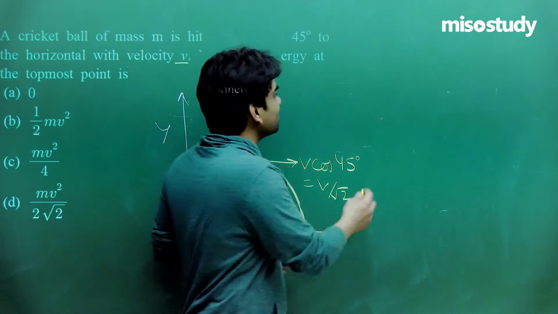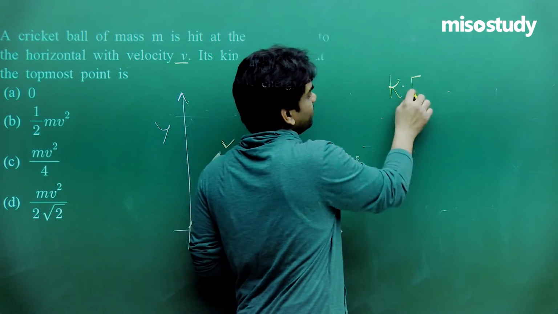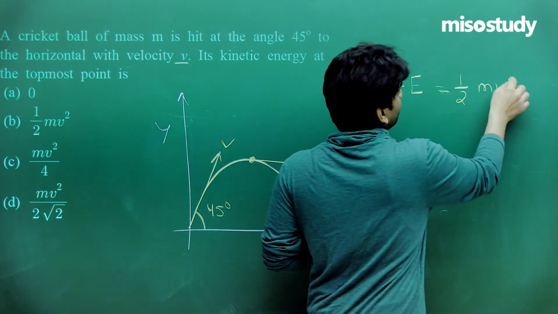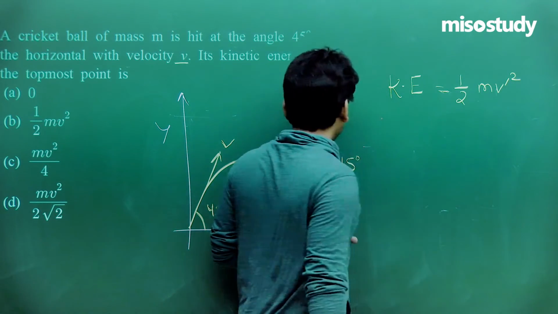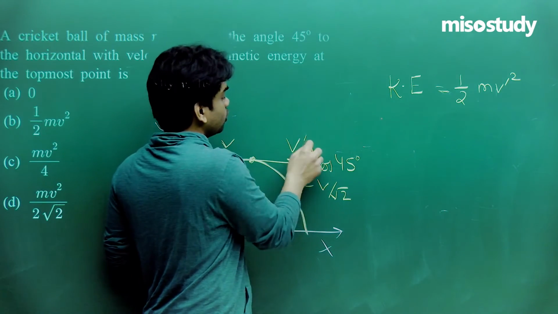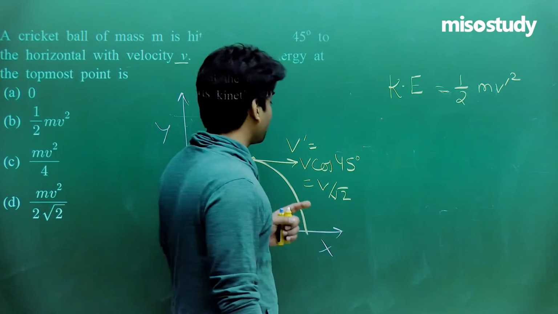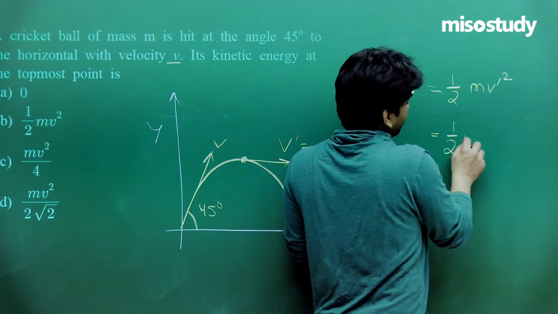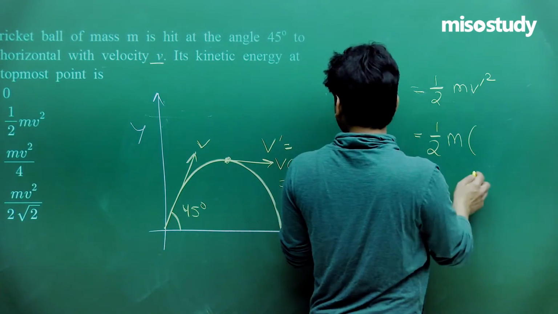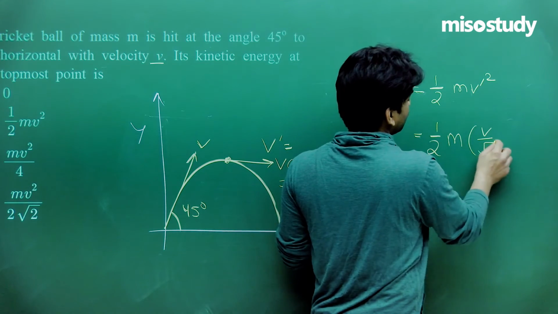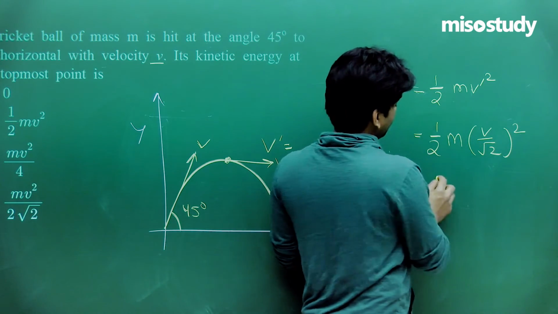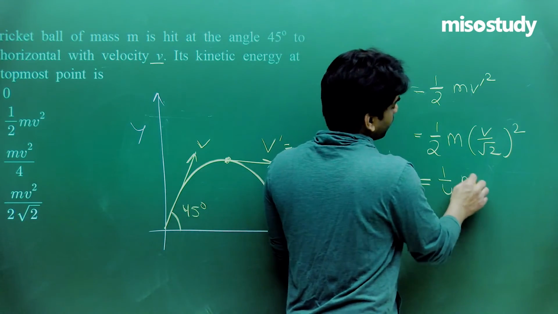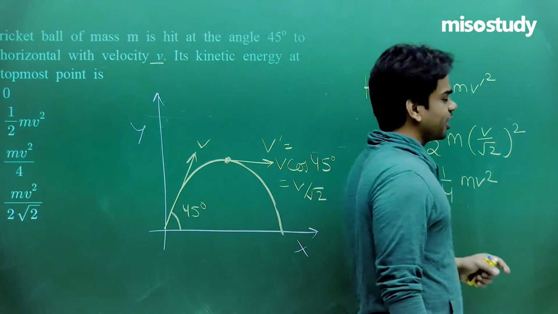So, the kinetic energy at the topmost point is half m v dash whole square, where v dash is actually v cos 45 degree, the velocity at the topmost point. Now you see here, half m and v dash you can use as v by root 2 whole square. See what will turn out to be. It will turn out to be 2 into 2, 4. So 1 by 4 mv square. This is the reduced kinetic energy.